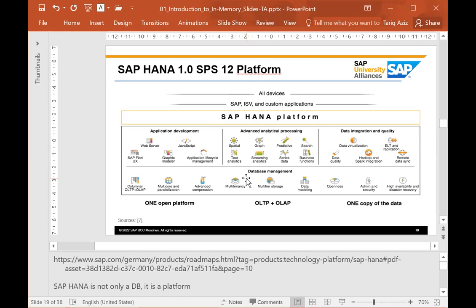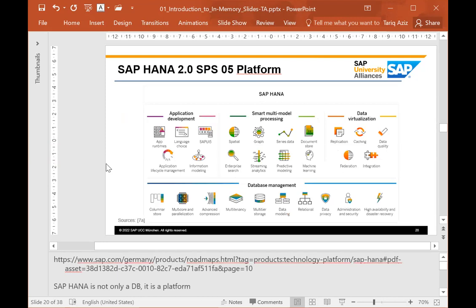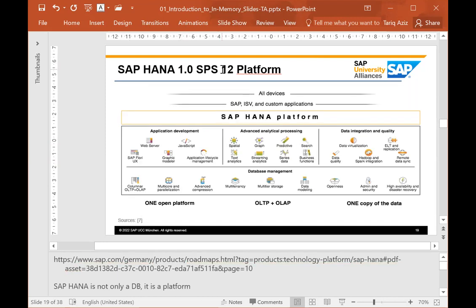So this is what we are talking about, text analysis. That is also possible. And if we talk about data integration and quality, you can integrate your HANA with any database, even flat files, Excel, Access, Hadoop, the big data database. You can access the data from any device or any database. This is what I'm talking about for HANA 1.0, SPS 12.